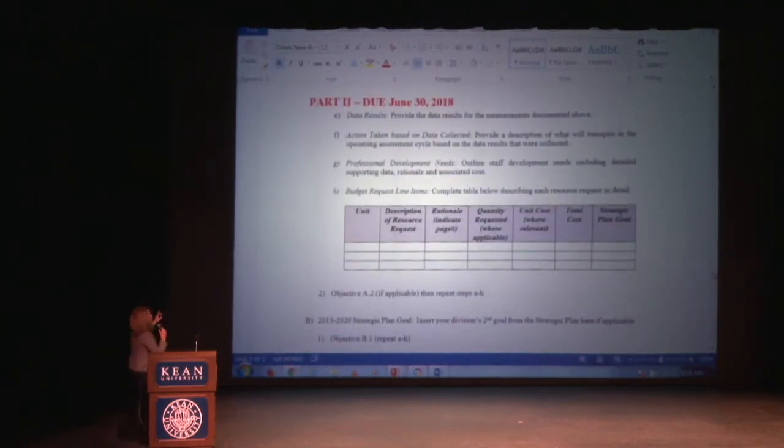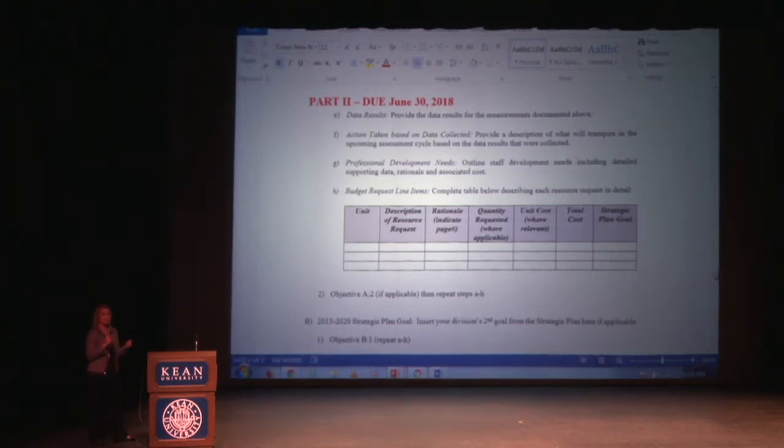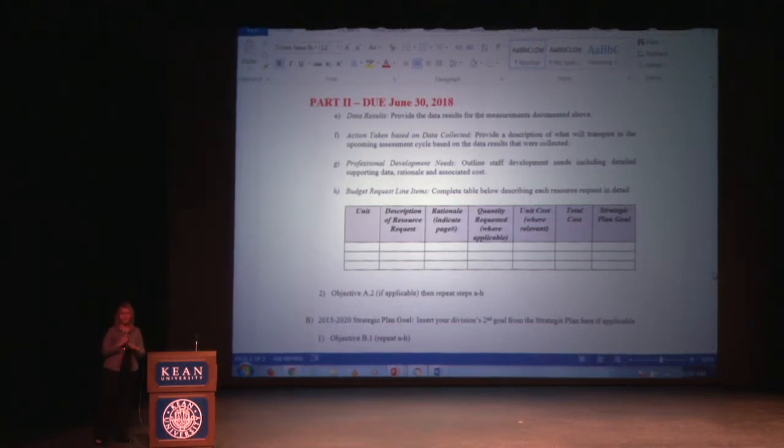Line G, professional development. Outline staff development needs, including detailed supporting data, rationale, and associated costs. Please keep in mind that it isn't the cost, and I'll say the same thing for the budget line request items, and many of you have heard me say this many times. Please don't be hindered by the cost of something, if it's truly a critical need for your administrative unit in order to carry forth the best service that you can provide to our students that will then benefit the institution.